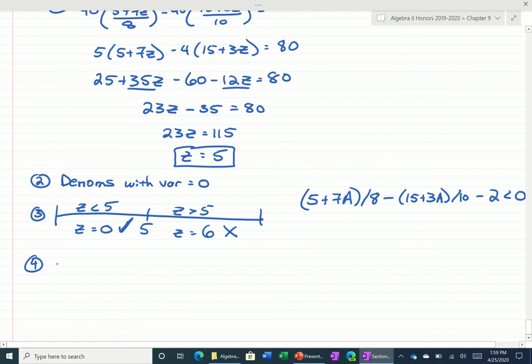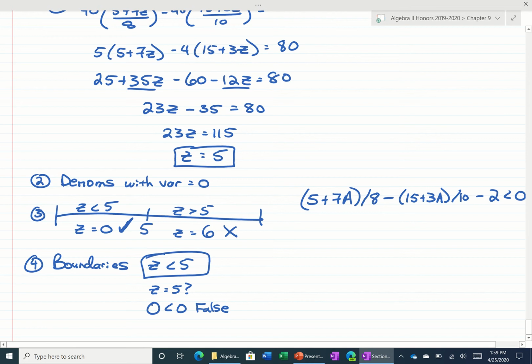So for our fourth step, we want to test the boundaries. And so z is less than 5, but what about 5? Could z equal 5? And the answer is no, because you would get 0 is less than 0, which is not true. So the answer for this is just z is less than 5. Alright, so let's see here. That's how you do number 20.